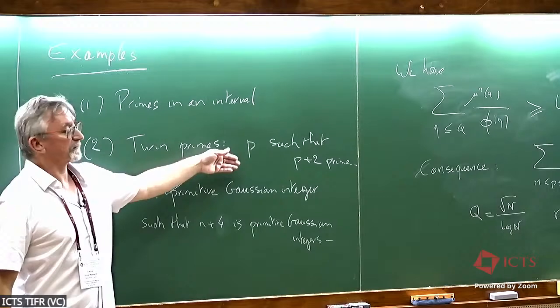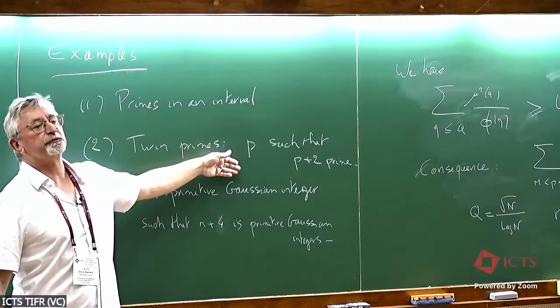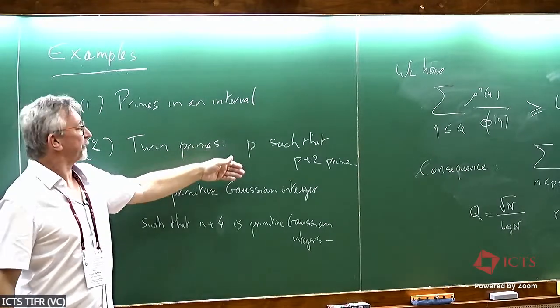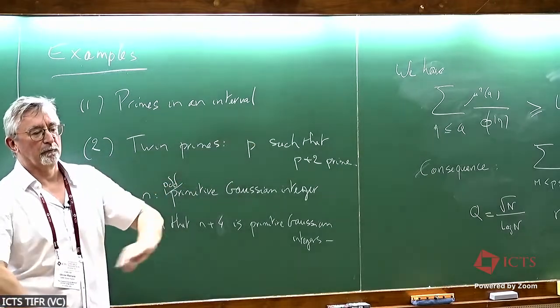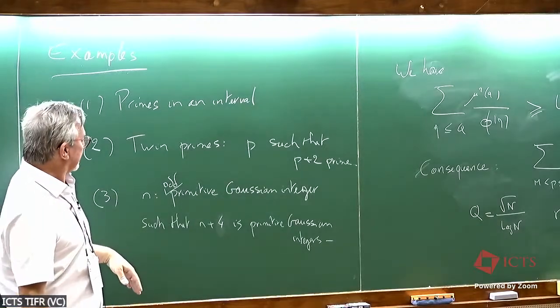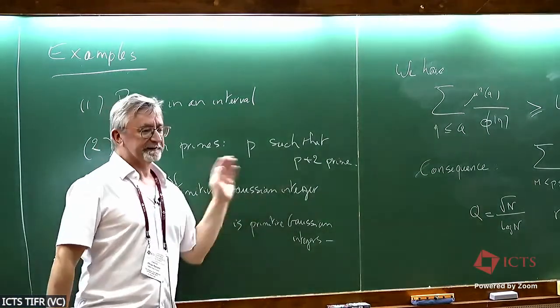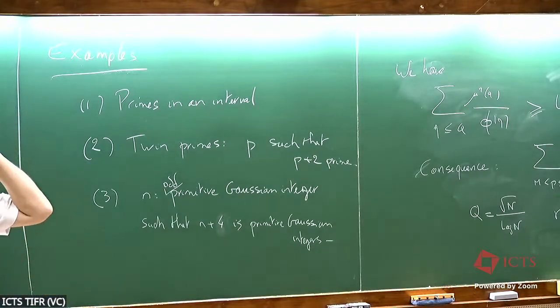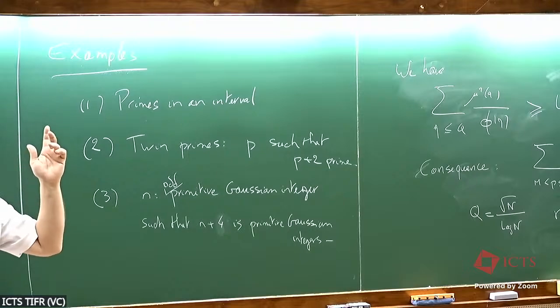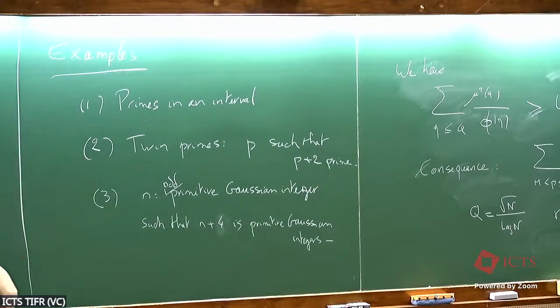This one is a sieve of dimension 2. I mean, we remove two classes modulo each prime p. We have no idea how to handle it aside from the sieve. We're dead. Primitive Gaussian integers are integers that don't have any prime factor congruent to 1 modulo 4, no, the reverse, congruent to 3 modulo 4.